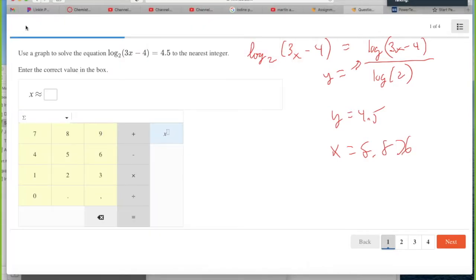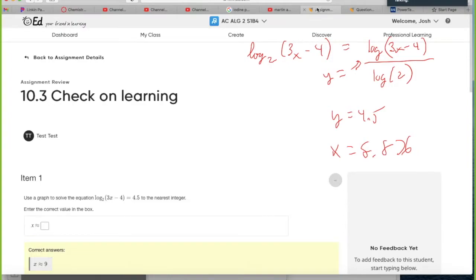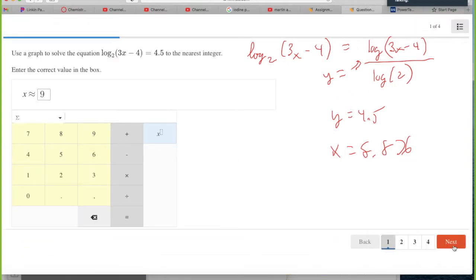So then our problem says to the nearest integer, so that's whole number, so we're going to round 8.876 up to 9, which is our answer. Next.